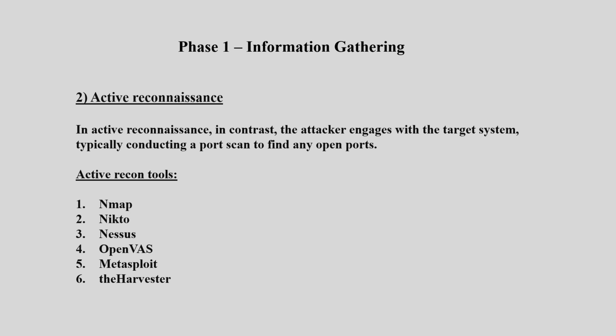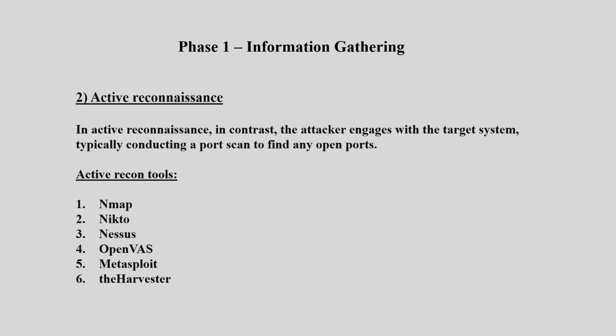Third one is Nessus. Nessus is a remote security scanning tool which scans a computer and raises an alert if it discovers any vulnerabilities that a malicious hacker could use to gain access to any computer you have connected to a network. Fourth one is OpenVAS.